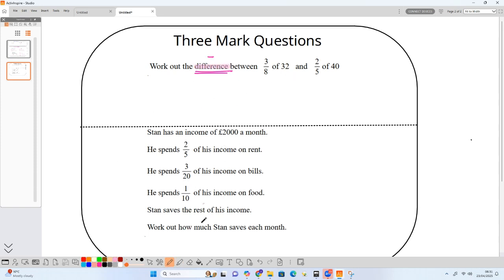So on to the 3 mark questions then. Bring in a few different components of maths. We need to know for this one that difference means subtract. So you're working out the difference between 3/8 of 32 and 2/5 of 40. So find 3/8 of 32, find 2/5 of 40 and subtract them from each other.